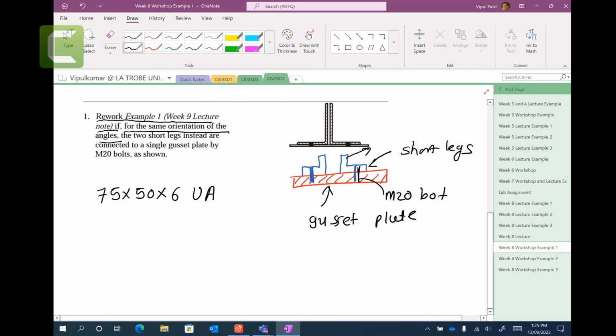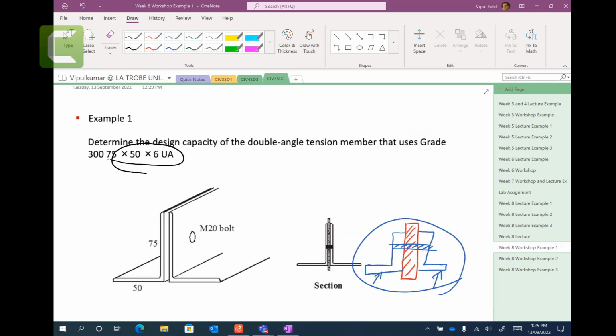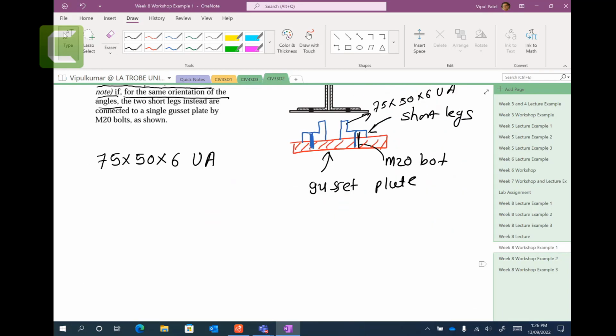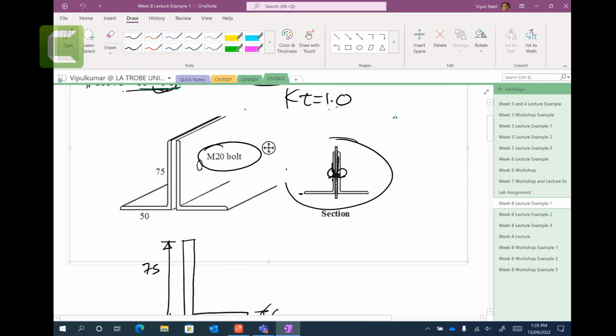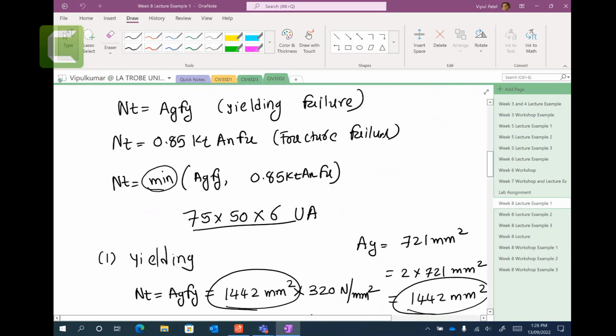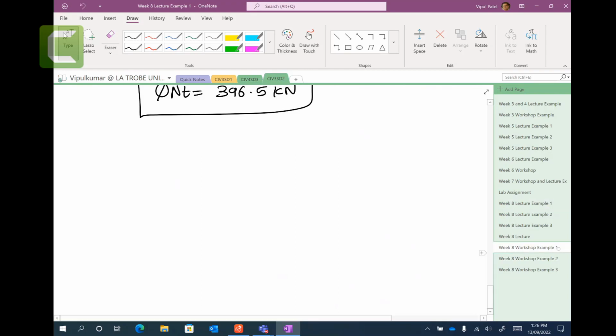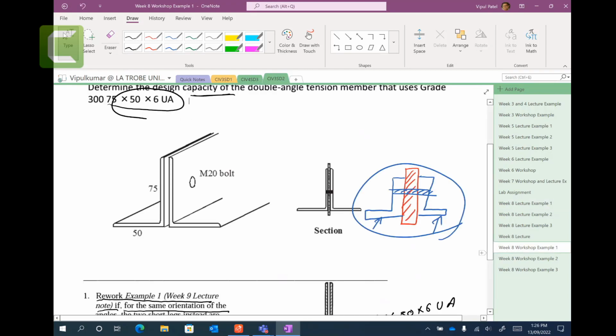And this is the 75, 56 unequal angle. Right, what is the question? We need to find the design capacity of this 75, 56 unequal angle. I think in the lecture's example 1, look at this, we did this NT and all these calculations. We're going to do the same things, but in a different configuration. All right. Should I follow the example? All right, so now we have it.